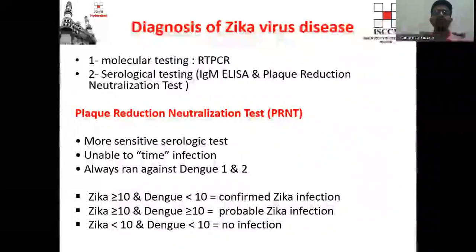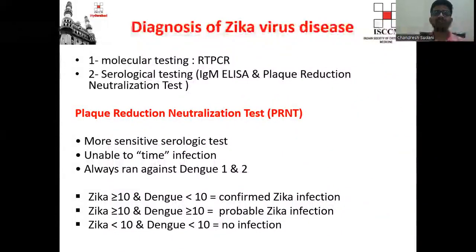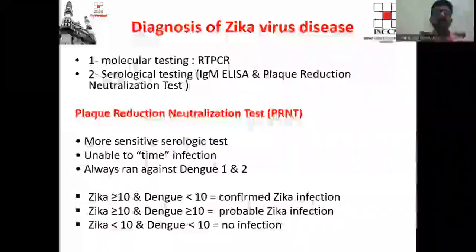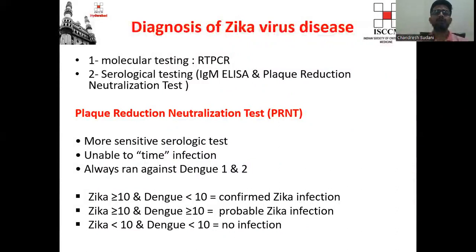So, if you want to diagnose Zika virus disease, again RT-PCR and serological tests in the form of IgM and ELISA will be required. Here, one specific test is there, which is called PRNT, plaque reduction neutralization test. Here, they will identify Zika virus and dengue virus antigen, and it is a more sensitive serological test. But here, we cannot time the infection. It is always run against dengue 1 and dengue 2.